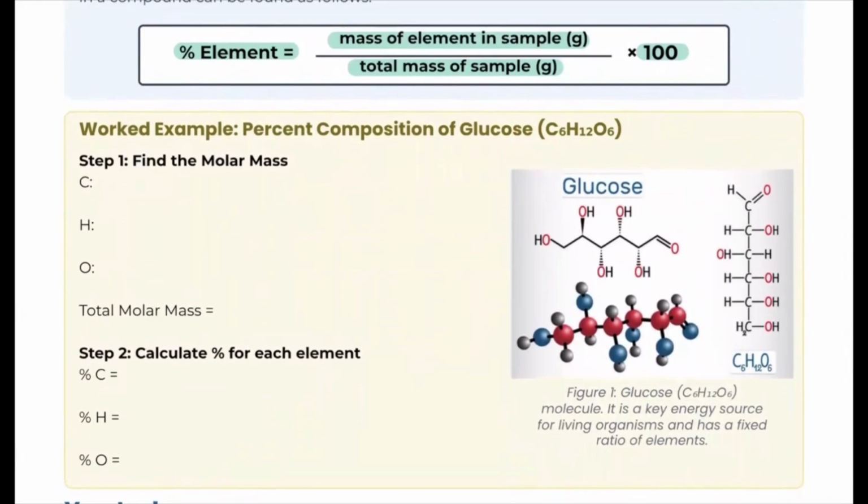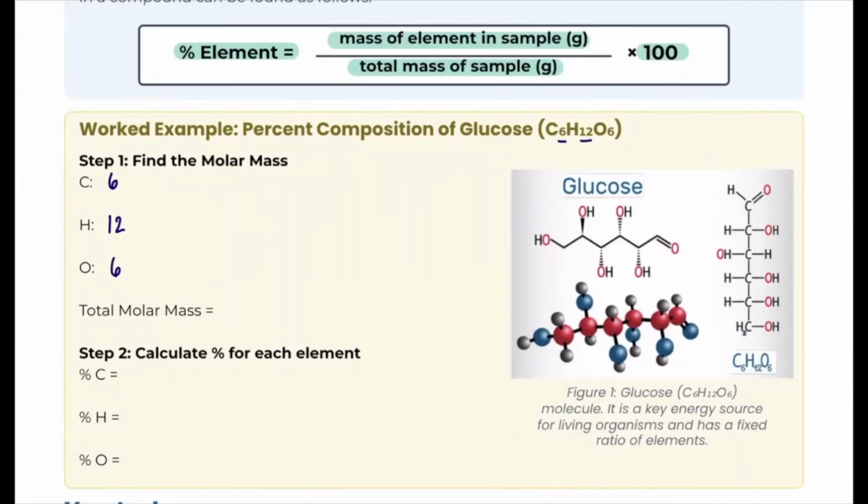And I highly recommend, if you haven't done so already, to go check out my lesson on the mole concept in the event that you don't remember how to find the molar mass. But anyways, to find the molar mass, the first thing you want to do is to identify how many of each atom you have, and that's given by the subscripts in this compound. So here we have 6 carbons, 12 hydrogens, and 6 oxygens.